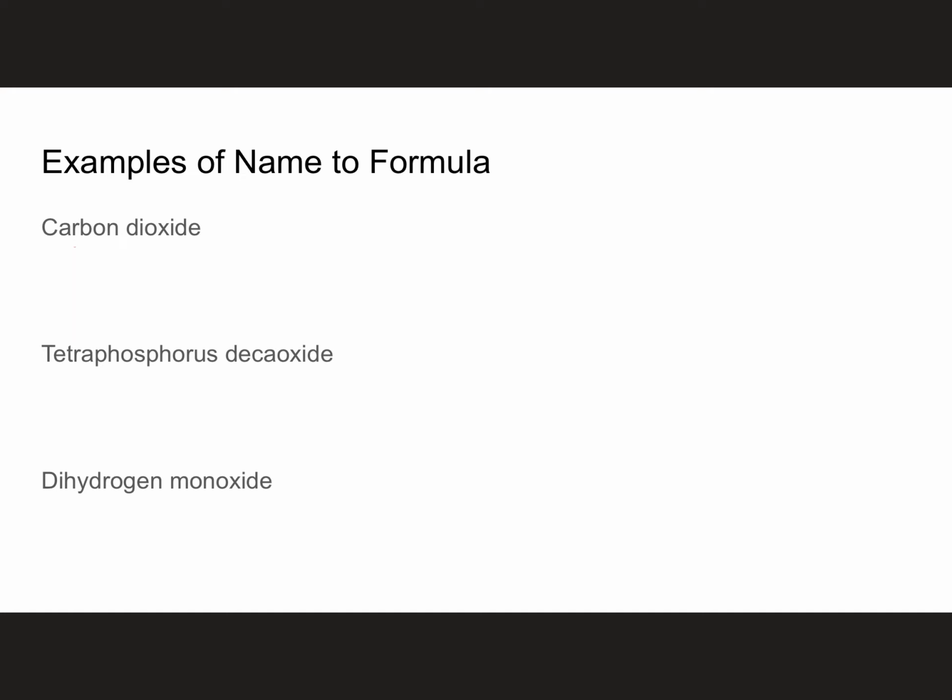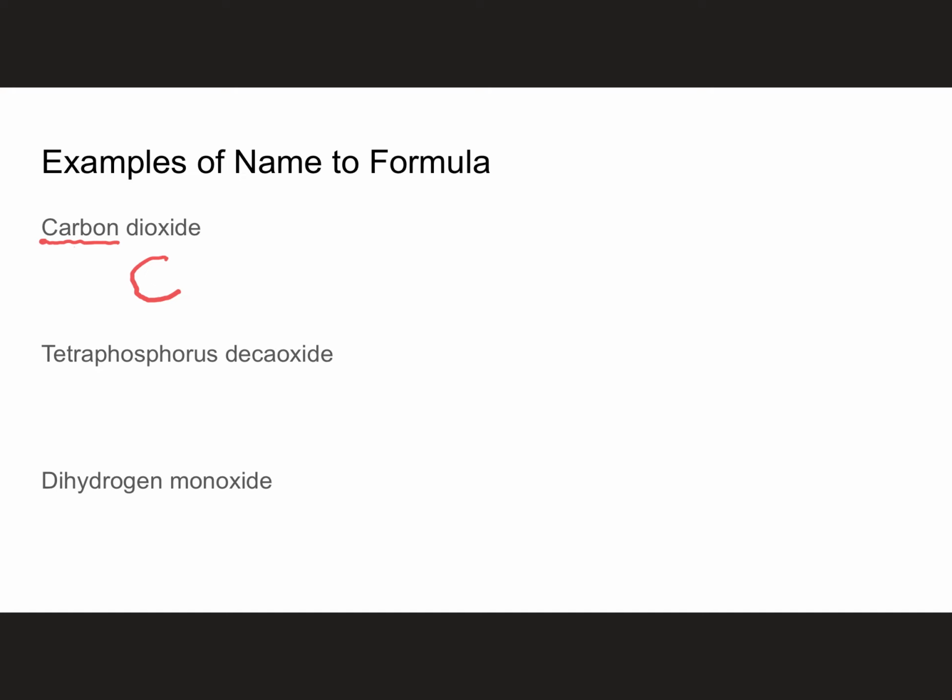Okay, so let's put those steps into practice. Here's my first name, and I want to convert that into a chemical formula. I look at the first word, and the first word is carbon. I look on my periodic table, and I see that carbon is a C. So I'm going to put that right here. And I see that there's no prefix associated with it, so that means it's only 1 as far as the subscript, and so I do not write a subscript of 1. I just leave it as is.